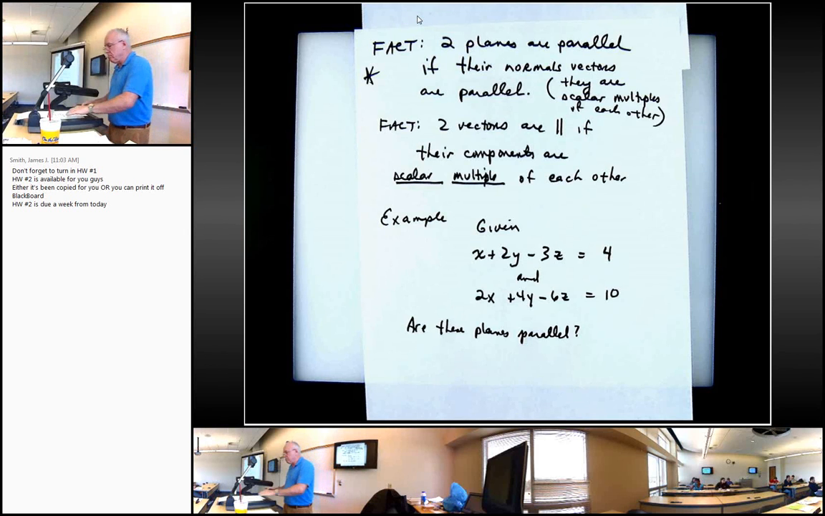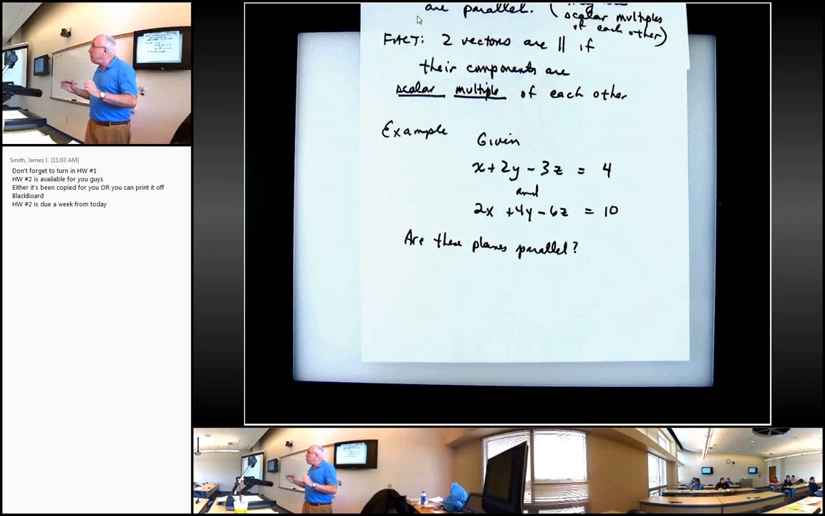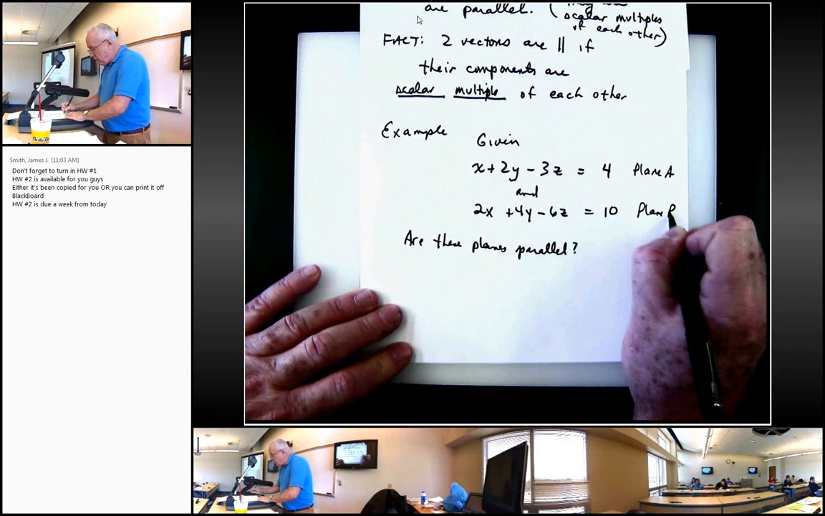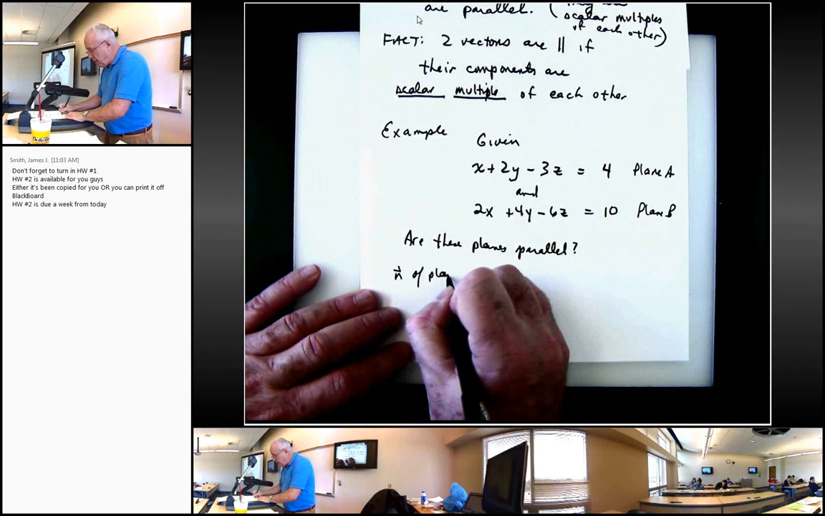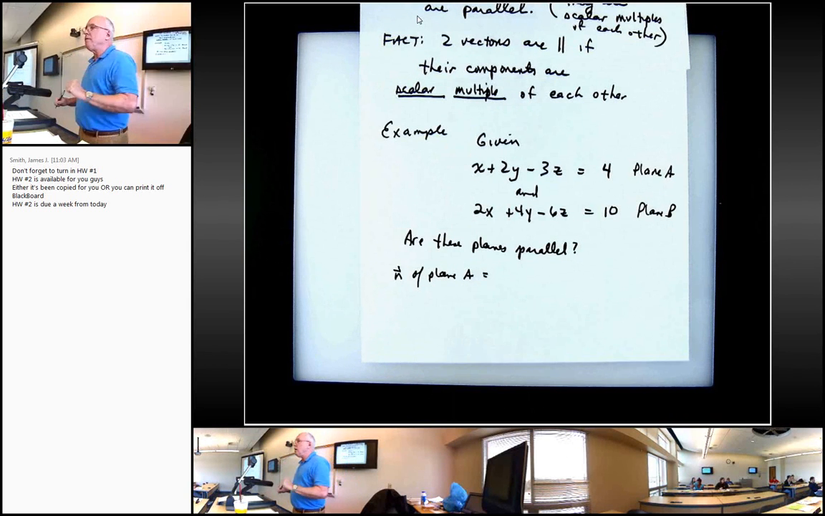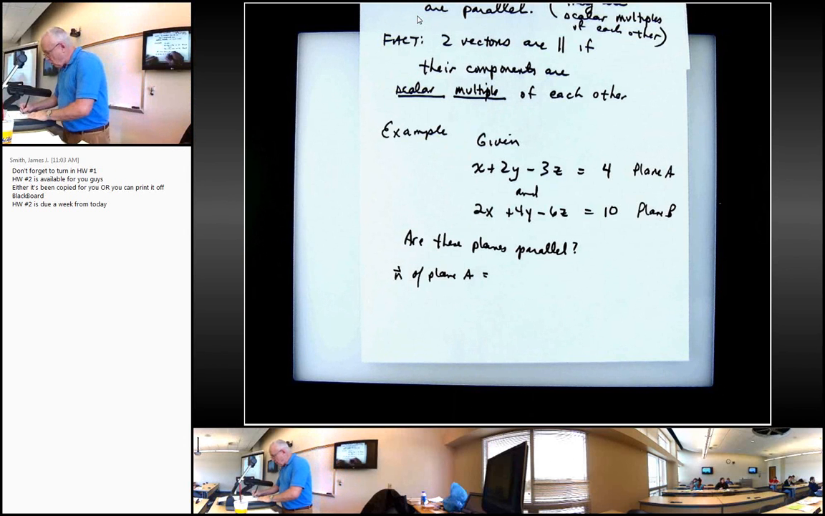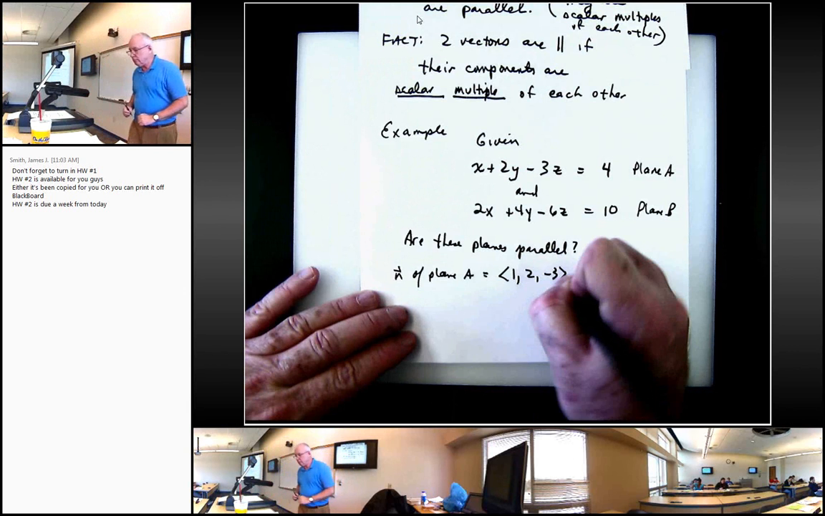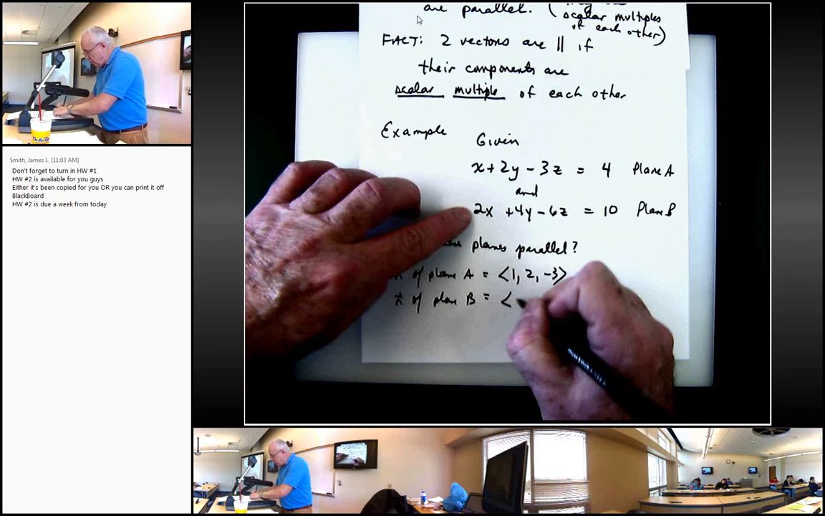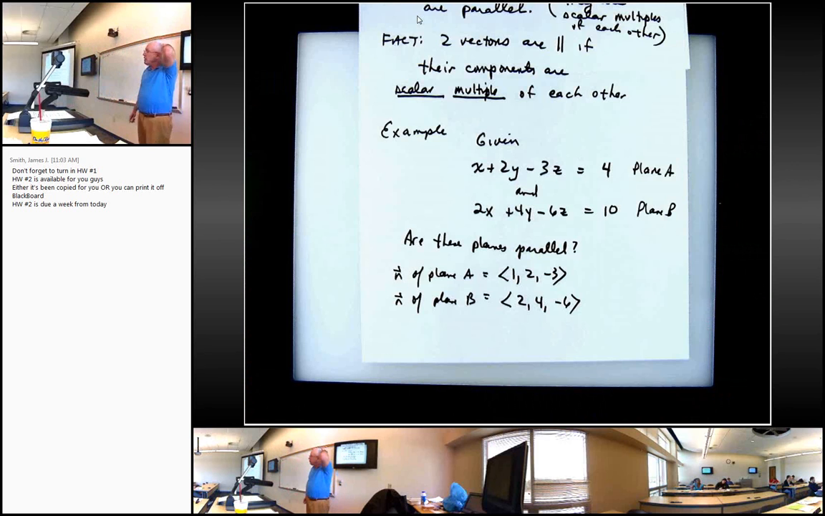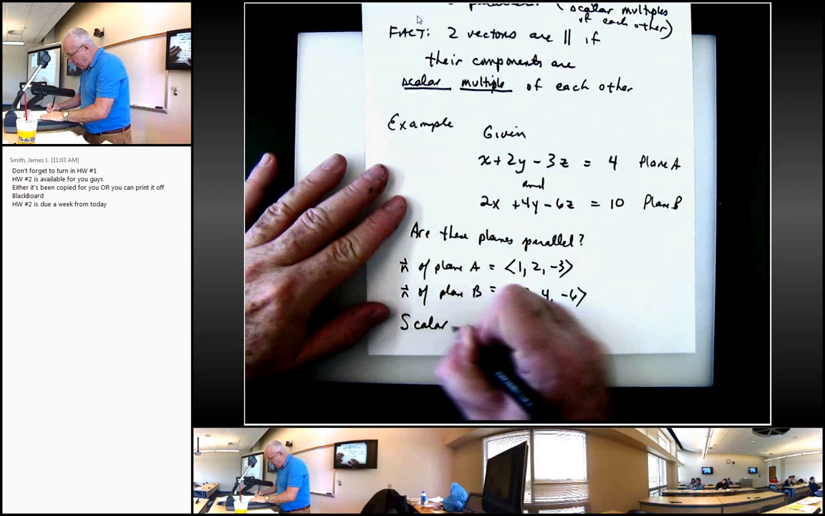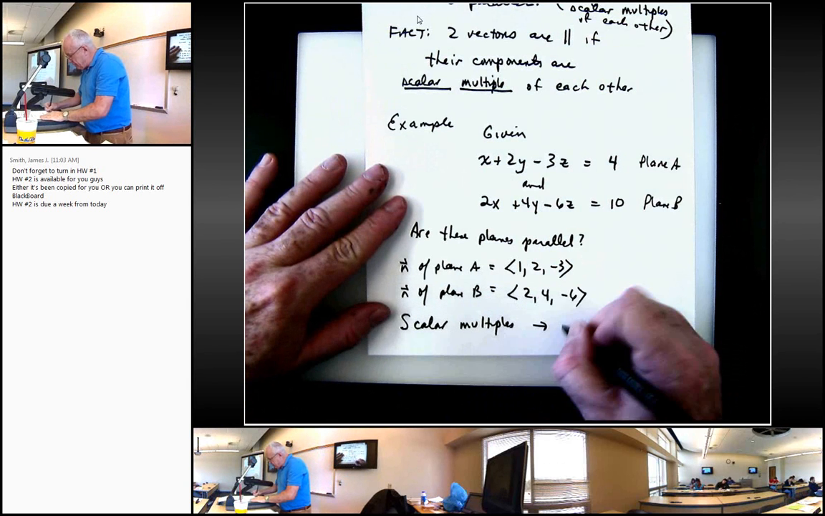Okay. Well, let's see, what are their normal vectors? This is plane A, and this is plane B. What's the normal vector of plane A? You can read it right off of the left-hand side. 1, 2, -3. Yeah. 1, 2, and -3. What's the normal vector of plane B? It's 2, 4, and -6. They're both scalar multiples of each other, so the planes are parallel. That means the planes are parallel.